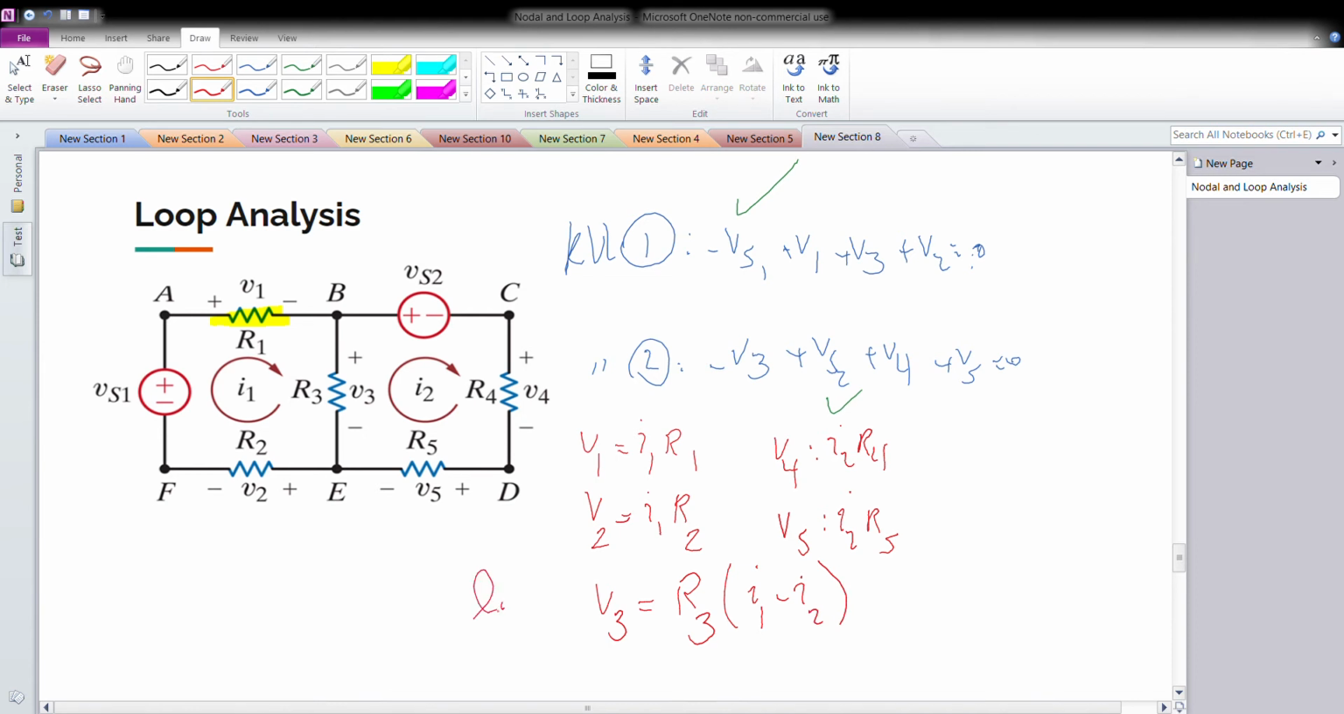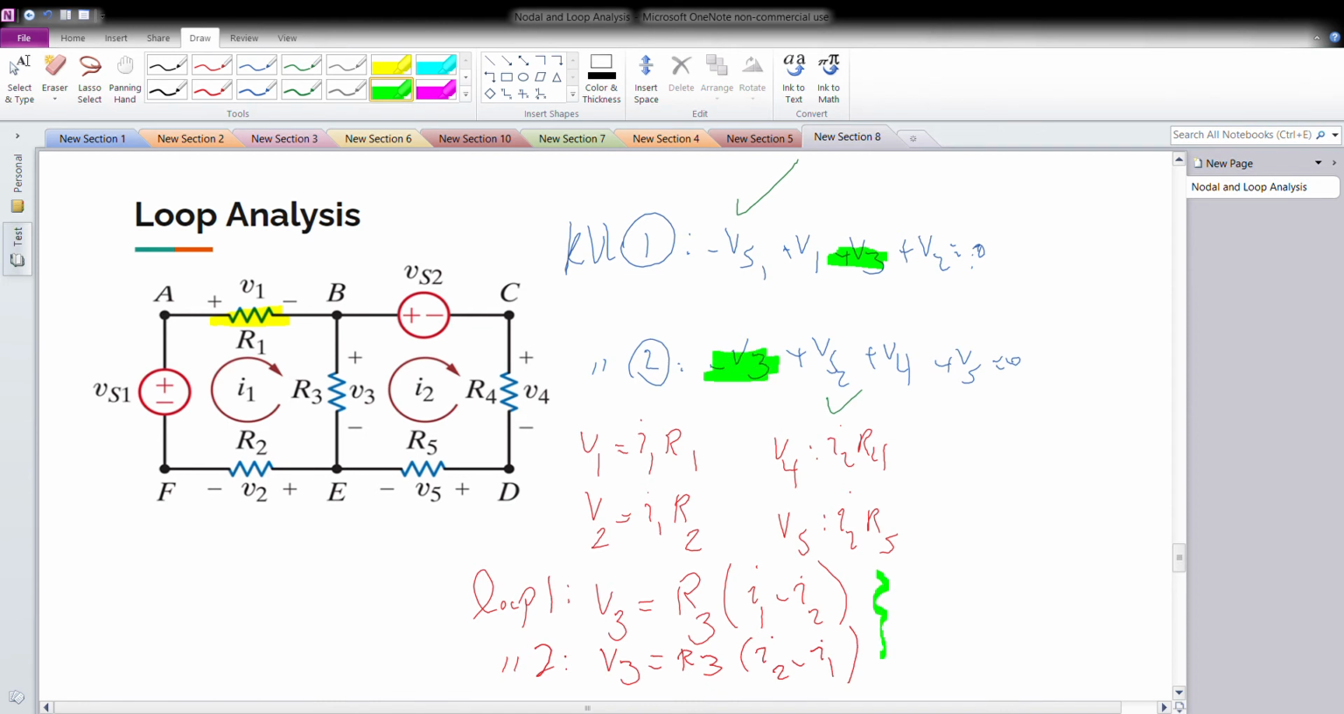If I am in loop 2 and I'm trying to define my V3 in loop 2, I'm going to assume that I2 leads I1 in that case. So it's going to be I2 minus I1. And I'll show you why that's true. So let's look at KVL1. In KVL1, you're going to see that your V3 is positive. In KVL2, your V3 turned negative. It's exactly because of this.